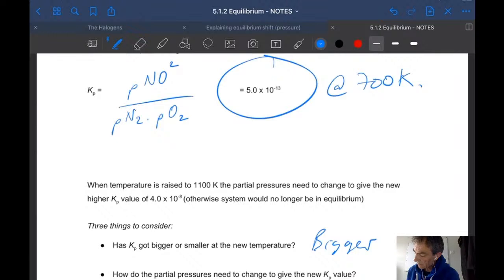How do partial pressures need to change to give a bigger Kp value? So the numerator needs to increase, the denominator needs to decrease. So the partial pressures of the products need to go up. The partial pressures of the reactants need to go down. How does the equilibrium do that? To get a greater partial pressure of products than reactants than you had before, the equilibrium shifts over to the right.